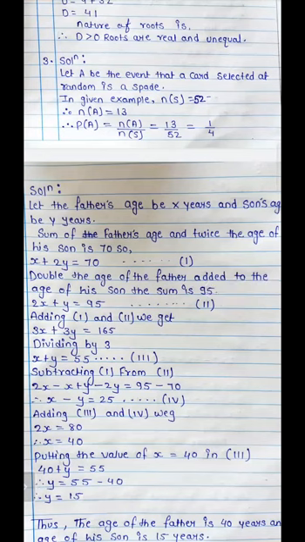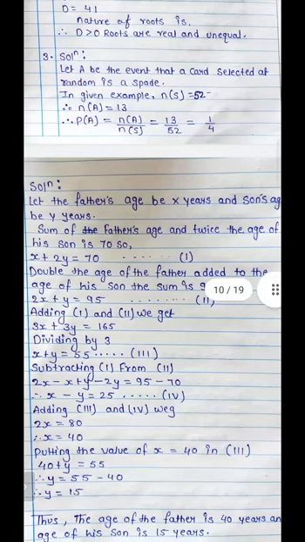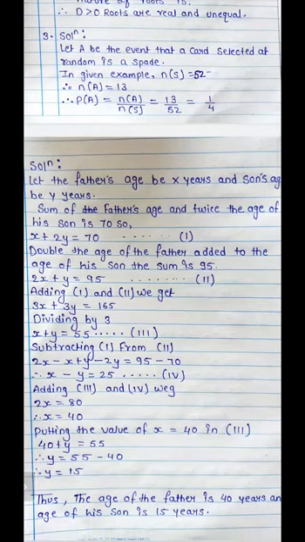Now adding 1 and 2, we will get 3x plus 3y is equal to 165. 2x plus x is 3x, 2y plus y is 3y, and 70 plus 95 is 165. As we are getting 3x plus 3y is equal to 165, we will divide all the sides by 3. We will get x plus y is equal to 55. So now this is the third equation, x plus y is equal to 55.